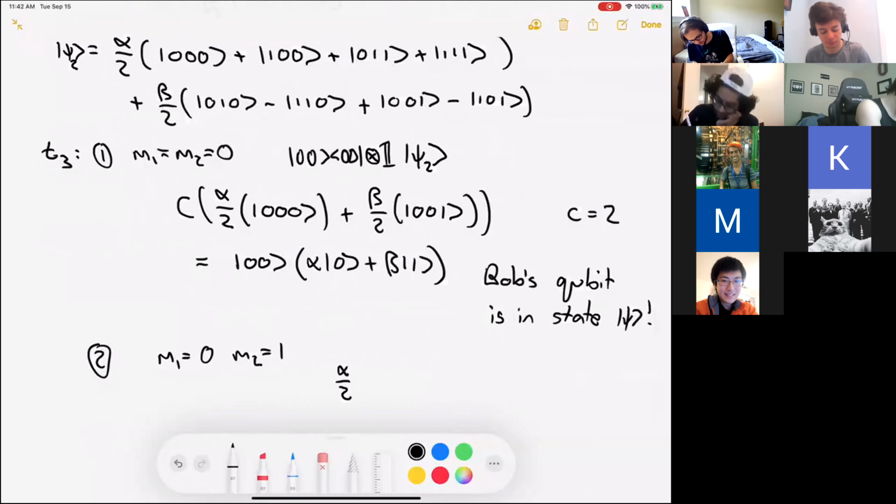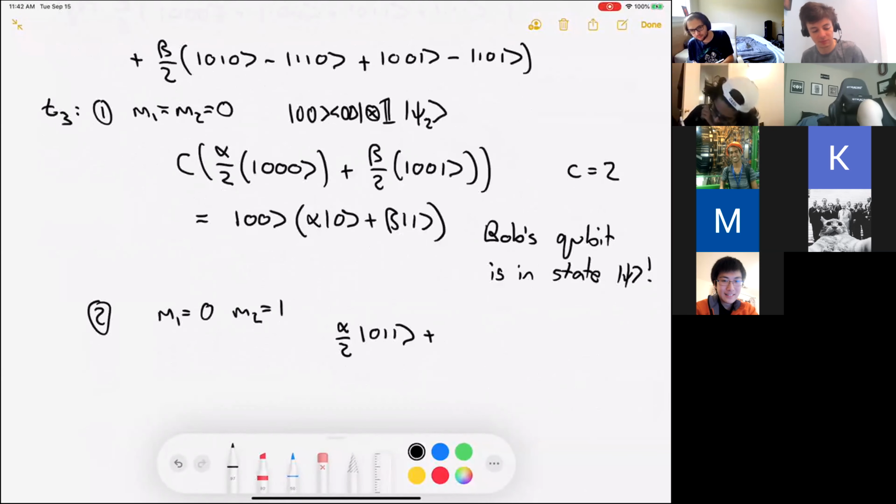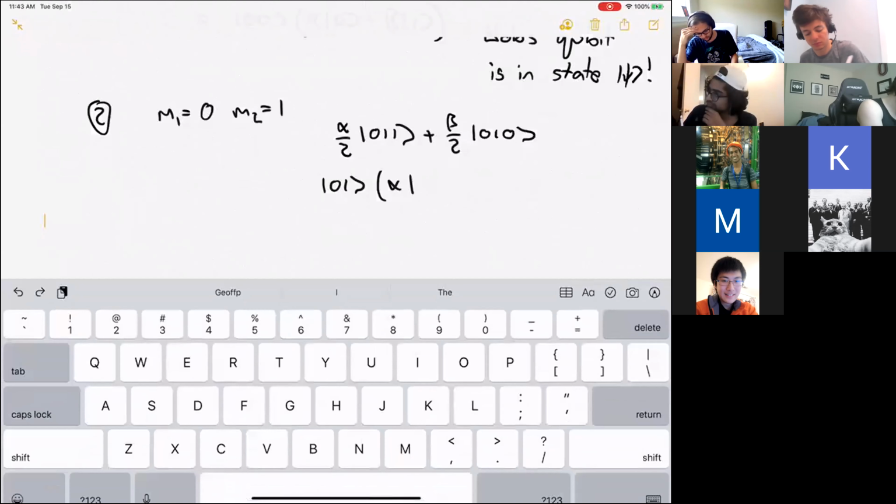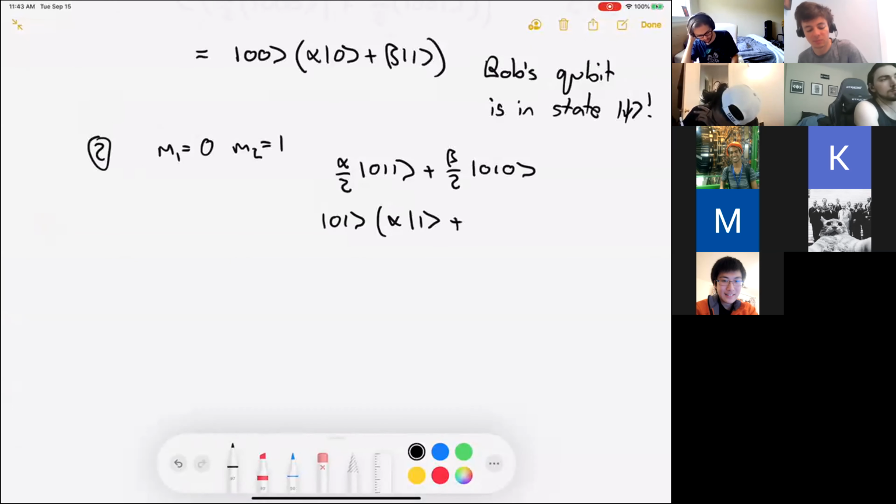Alpha over 2, 0, 1, 1. And we have this first term in the bottom row, right? So plus beta over 2, 0, 1, 0. So now, after we normalize and everything, this becomes 0, 1 tensor alpha times 1 plus beta times 0. Okay, so it's no longer as nice.